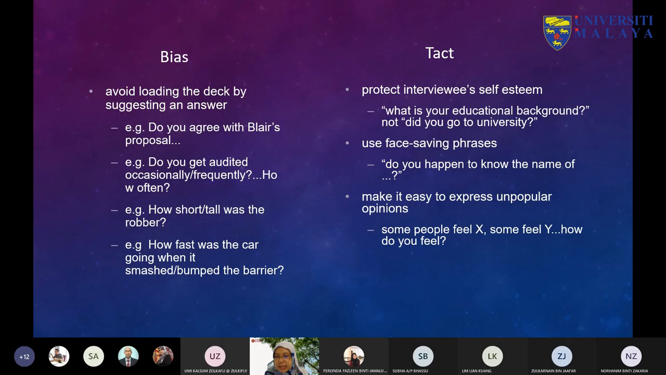What else? Avoid long questions. Why is it repeated? Okay, precision. Okay, were you? Well, I think I got the same slide. Okay, sorry.